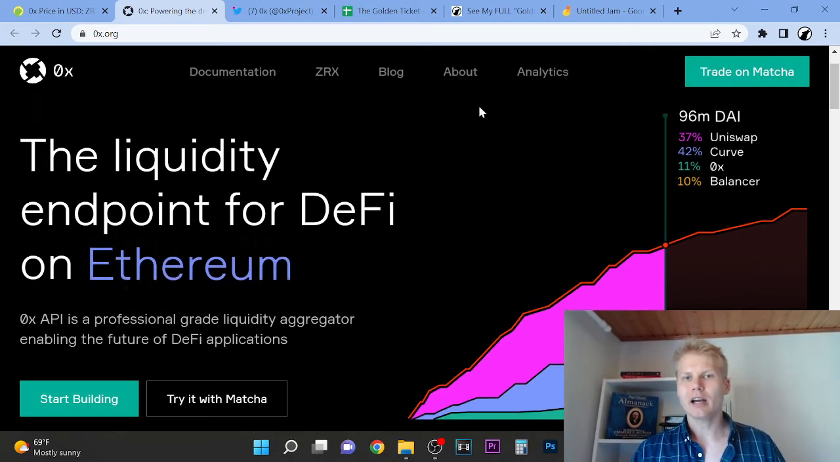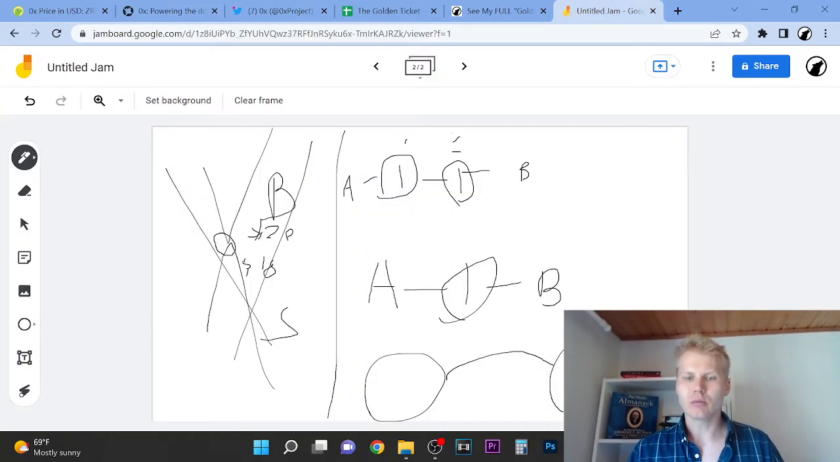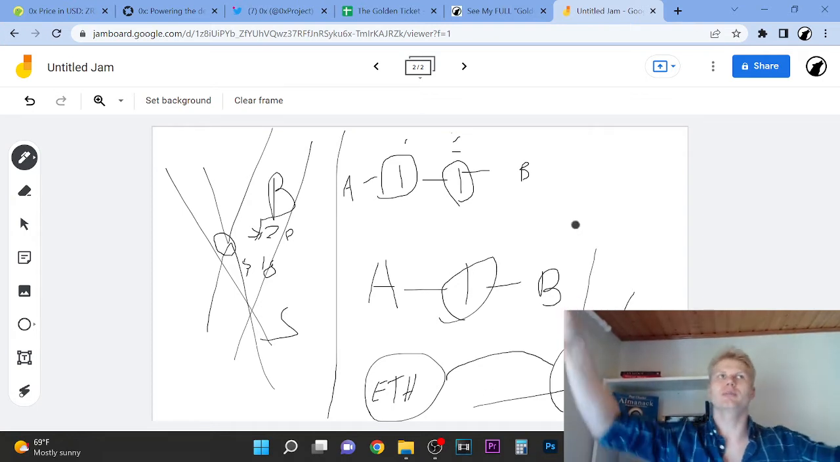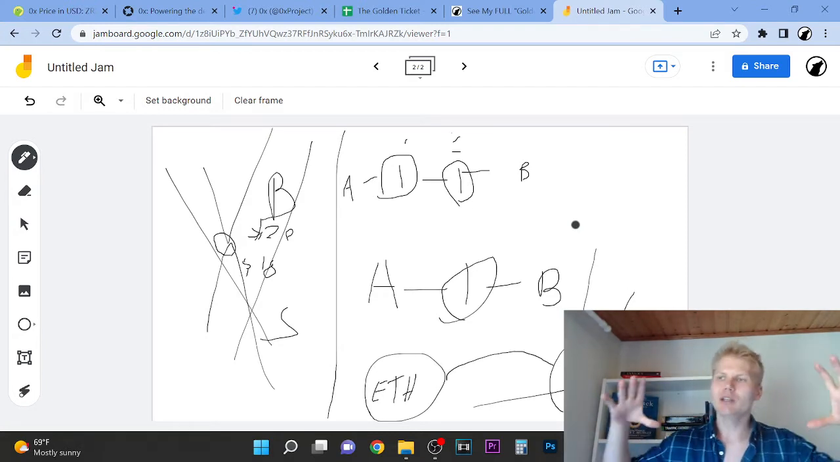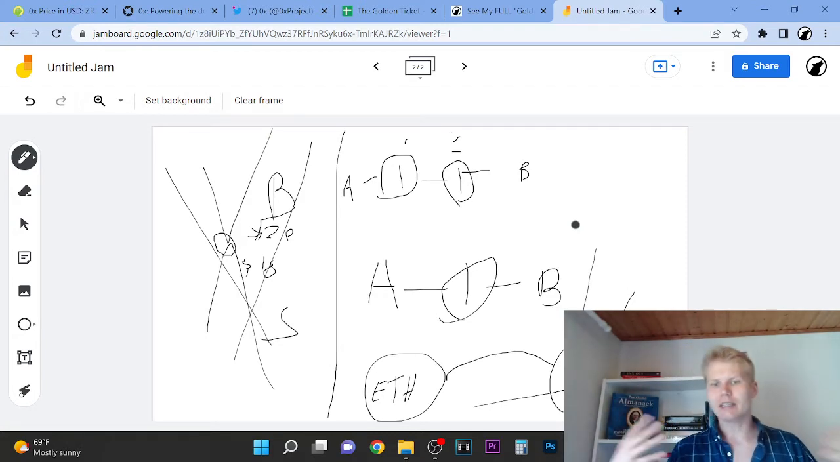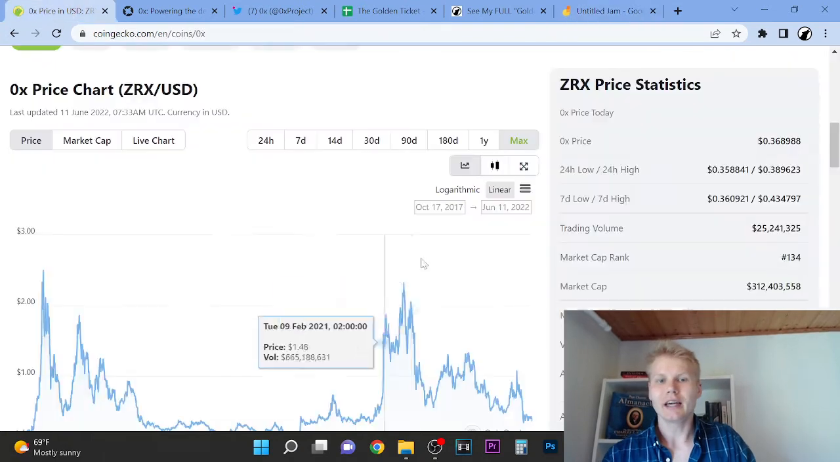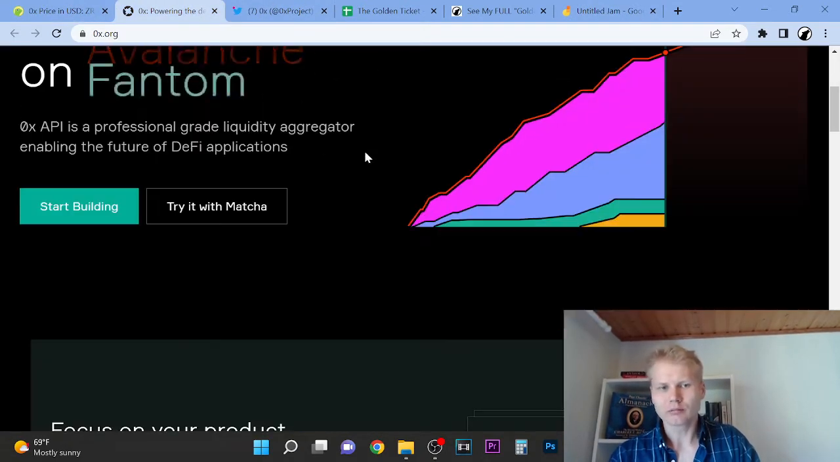Okay, so an aggregator means that it pulls the liquidity. Let's say that this is an Ethereum USDC. It pulls liquidity from multiple sources. A news aggregator pulls news from different sources, so a liquidity aggregator pulls liquidity from different sources. And when you have that kind of liquidity, there's no slippage. So it's very scalable. Okay, so that's what ZRX is doing.